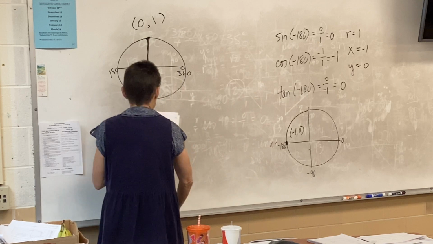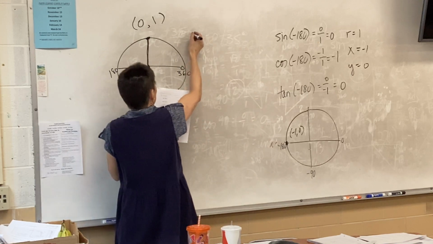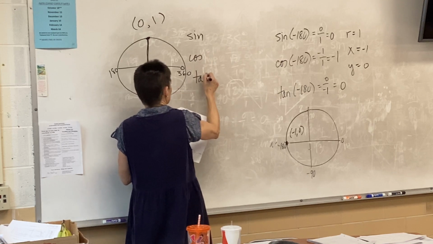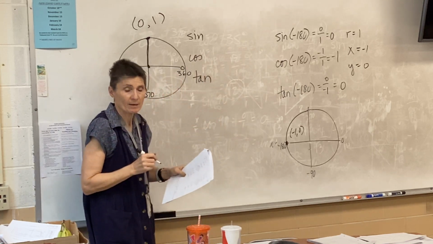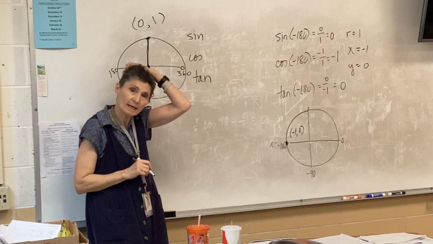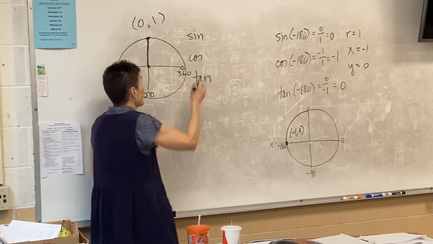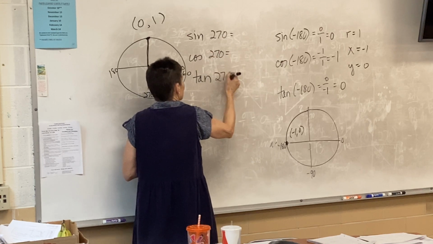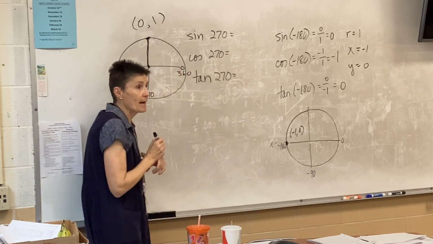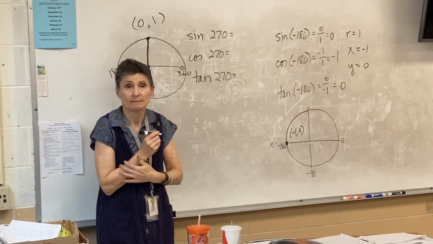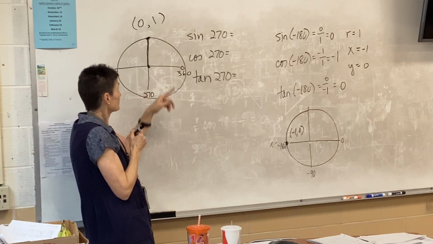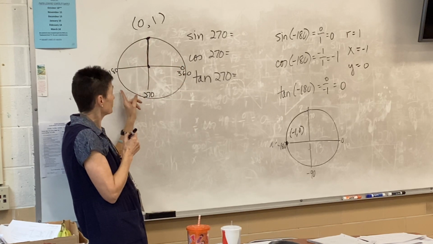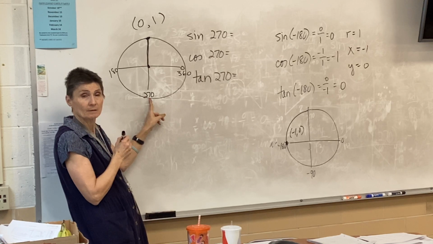All right, next one. What is 3 pi over 2? 3 pi over 2, that's 3 times 180 divided by 2. So that's 270. Now, where's 270? Well, start here. Up and around. 270 is right here.